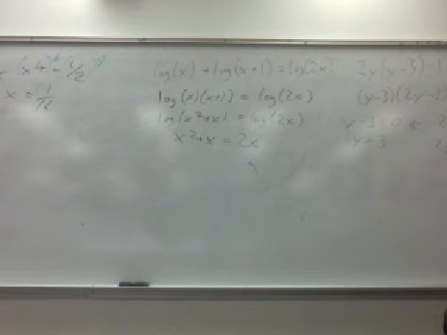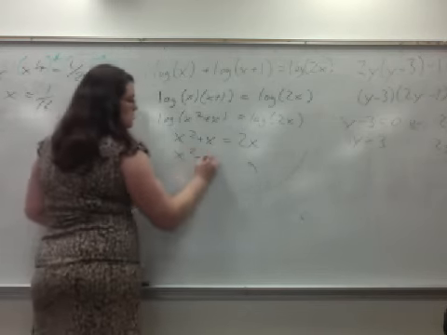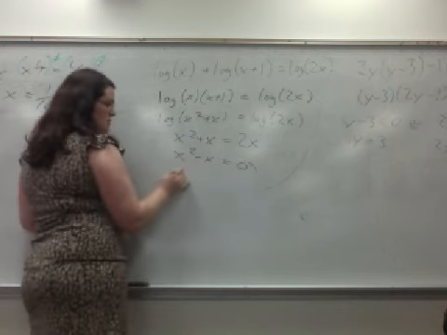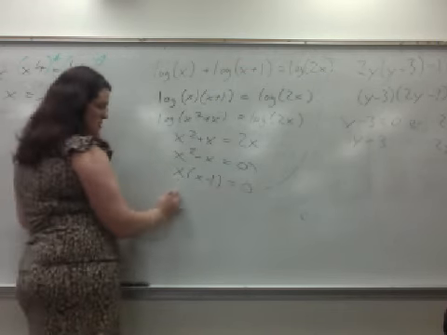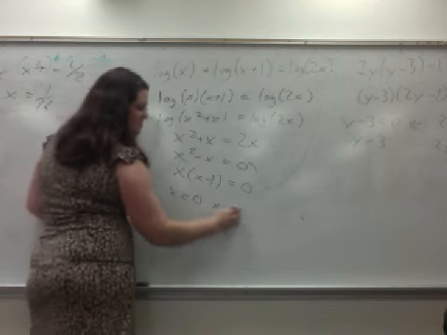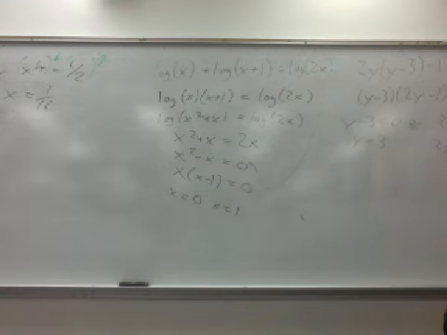X squared plus x is 2x. Move the 2x over. X squared minus x is 0. Factor. We factor out an x, and we're left with x minus 1. So either x is 0 or x is 1.